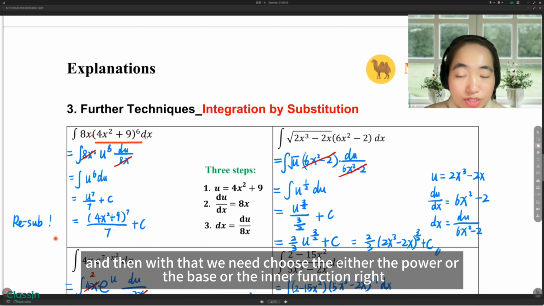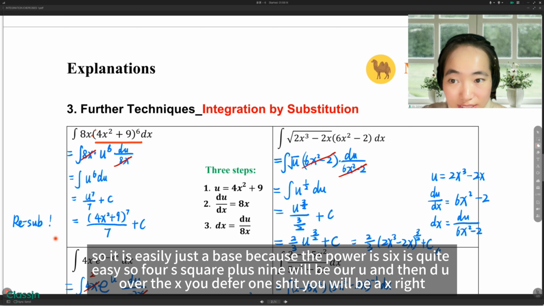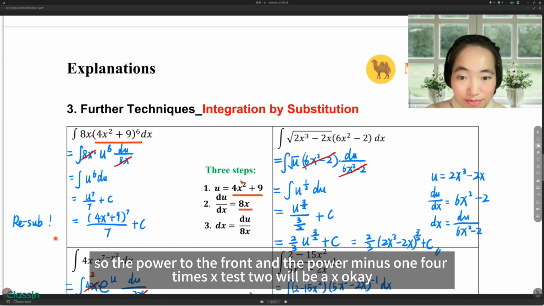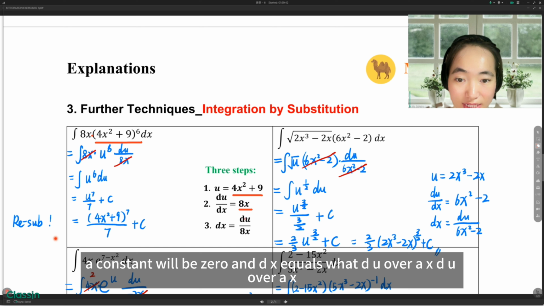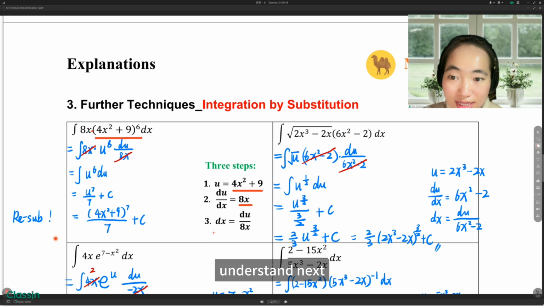And then we said we need to choose either the power or the base or the inner function, right? So it's easily just the base, because the power 6 is quite easy. So 4x squared plus 9 will be our u, and then du over dx: you differentiate, it will be 8x, right? So the power to the front and the power minus 1, 4 times x times 2, it will be 8x, okay? And then the 9 cancels because differentiating a constant gives 0. And dx equals what? du over 8x. Du over 8x. Understand? Next.